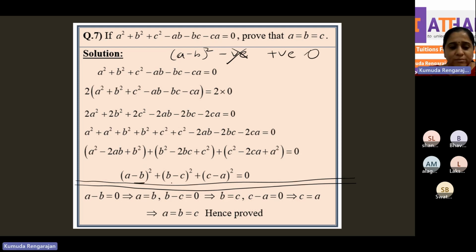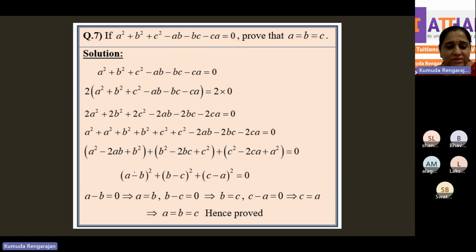Now, supposing all these are some positive values, how will the sum be 0? You cannot get sum 0 where everything is positive, something like 9, 16, 100. So they cannot be positive. They have to be 0 only. Only when this is 0, this is 0, and this is 0, 0 plus 0 plus 0 will be equal to 0.